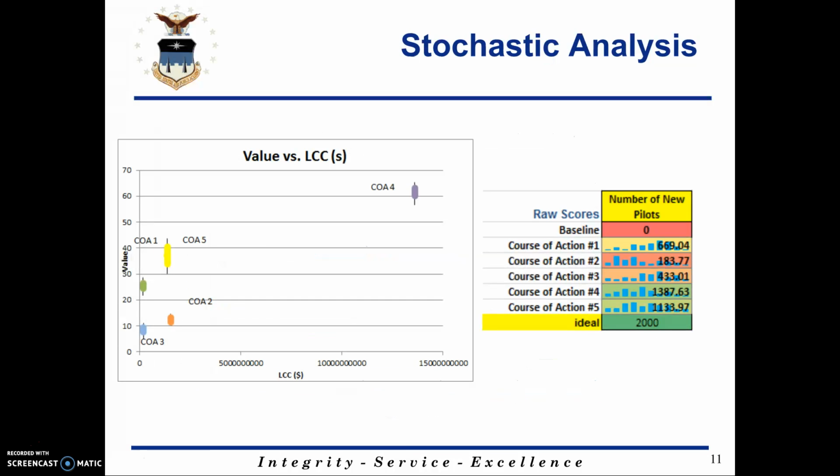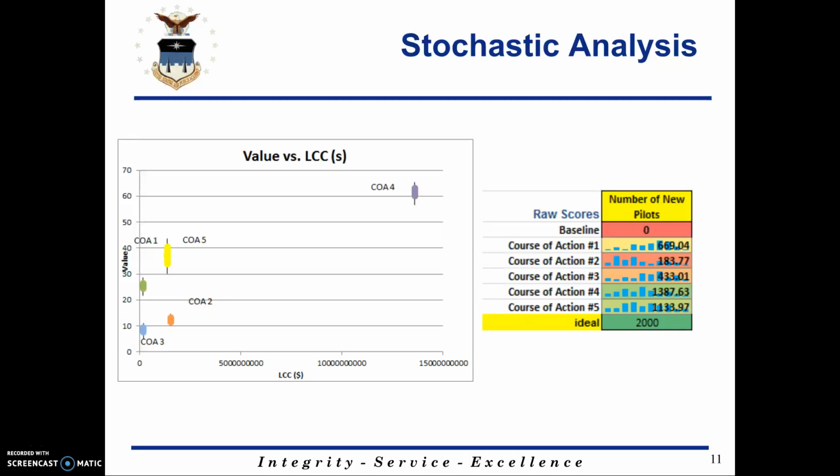So here was our stochastic analysis. We put most of our uncertainty in the number of new pilots because how many pilots want to come into the Air Force changes over time, and so each of these is some kind of uncertainty based off the course of action that we take. So you can see over in our stochastic value versus cost how much the uncertainty affects these values.